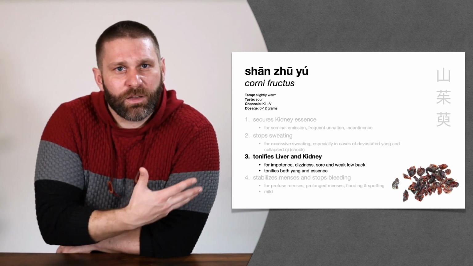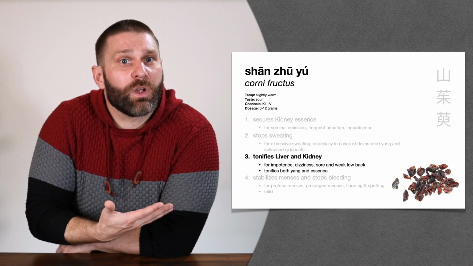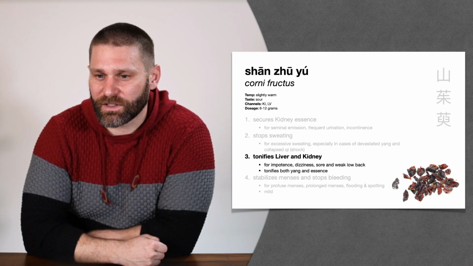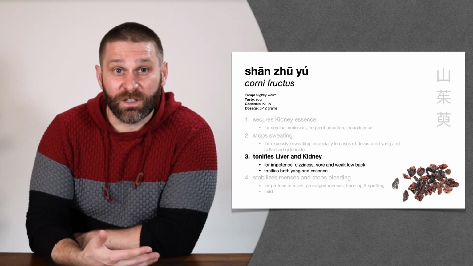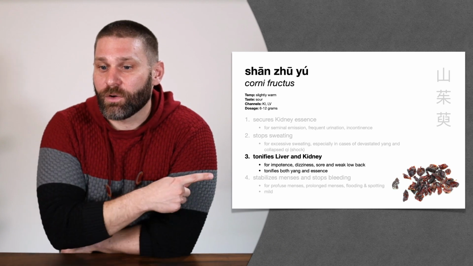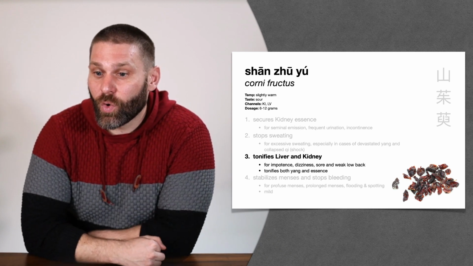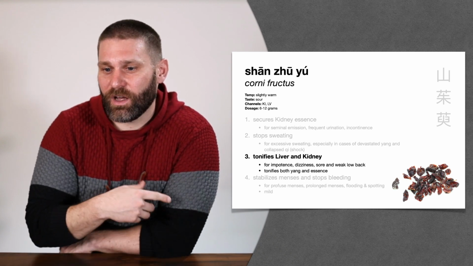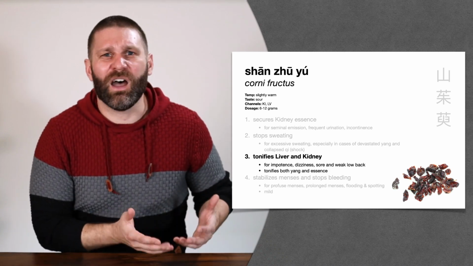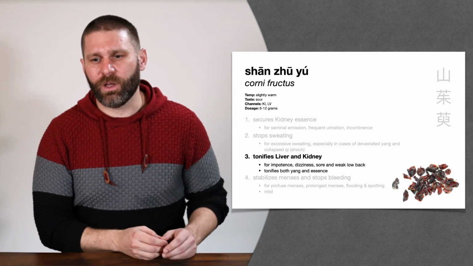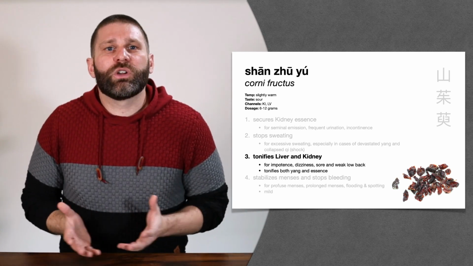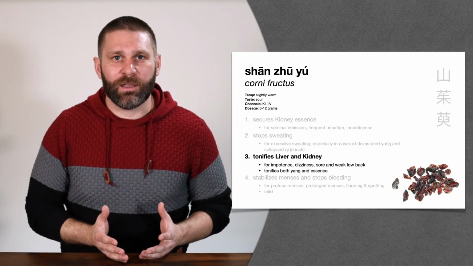And then kind of like we talked about with our earlier herbs, this one also has a tonifying action as well. So we can say it tonifies liver and kidney. We usually say liver and kidney yang, but also kidney essence as well. So for impotence, dizziness, sore and weak low back, and we say it tonifies both yang and essence. And kind of like we saw in the tonify yang category, yang and essence kind of go together anyway. So this is a good one that, again, we're treating both the root and the branch at the same time.